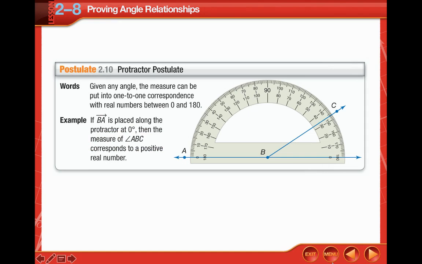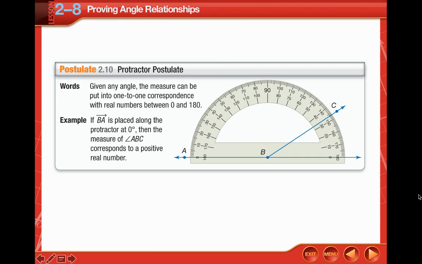So, the protractor postulate. This may look familiar. It may seem like the same postulate you just used for the ruler postulate. They're pretty similar. Instead of the ruler postulate, which was 2.08, this one's the protractor postulate. Given any angle, the measure can be put into one-to-one correspondence with real numbers between 0 and 180. If ray BA is placed along the protractor at 0 degrees, then the measure of angle ABC corresponds to a positive real number.